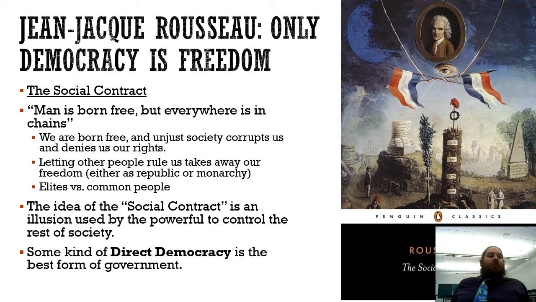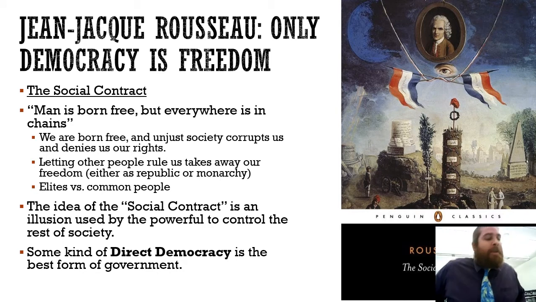So Jean-Jacques Rousseau believed that the only freedom was pure democracy. In his book, The Social Contract, it's a very interesting book. His opening line is very famous. He says, "Man was born free, but everywhere is in chains." And that quote means very, very simply that we're born free, we're born good, and that it is actually our participation in society that corrupts us, takes away our natural rights.